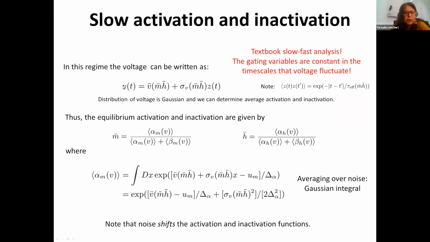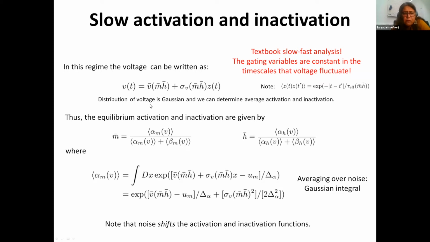So we have a voltage relation: V(t) is a function of V bar, which depends on M bar and H bar that I told you, and then there are some fluctuations with a Gaussian process, with some tau effective, which is around the membrane time constant. We assume that the time scales of tau M and tau H are much longer than this tau effective. So when you assume this, and the voltage fluctuates like this, we can calculate the averages of M bar and H bar given the parameters of the model self-consistently.